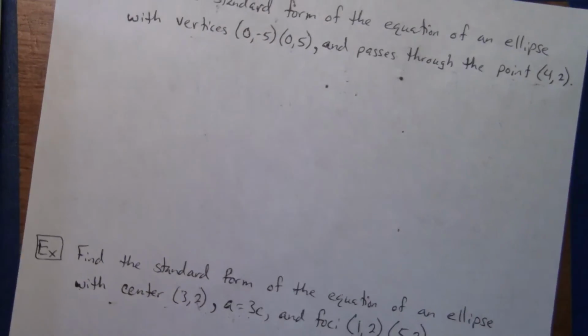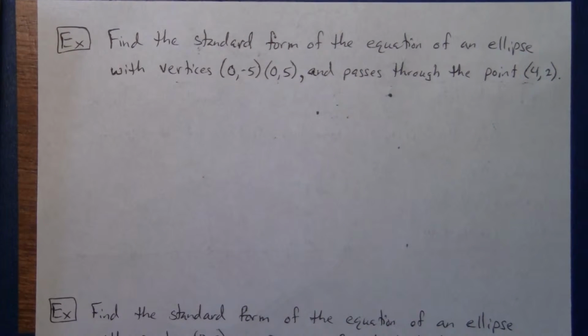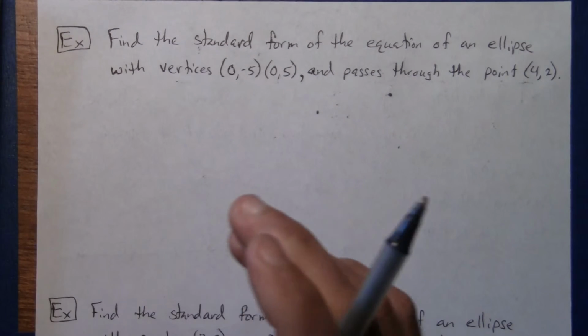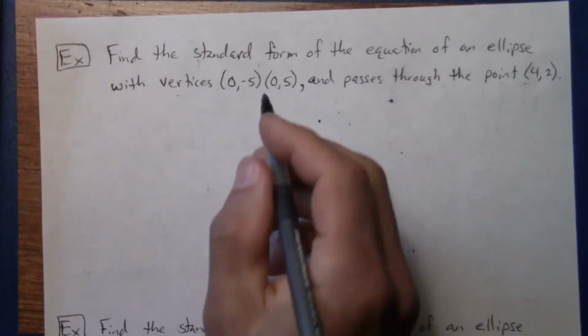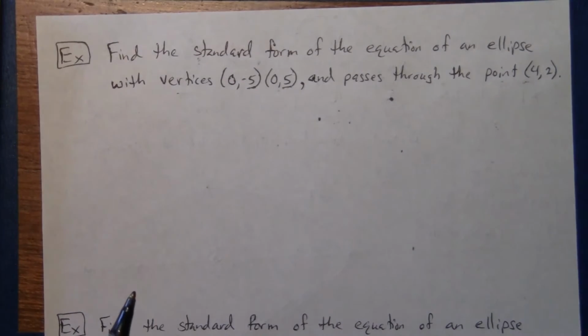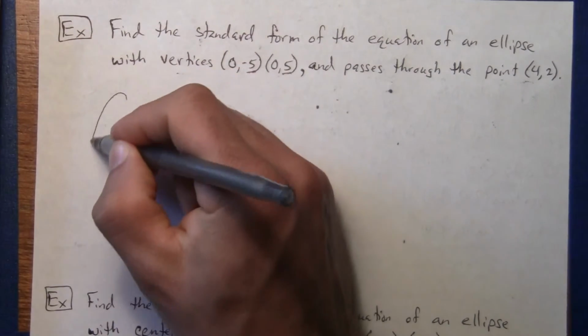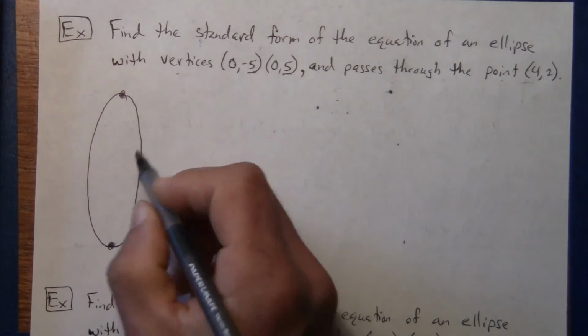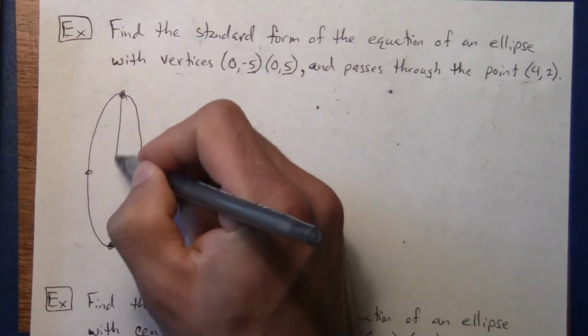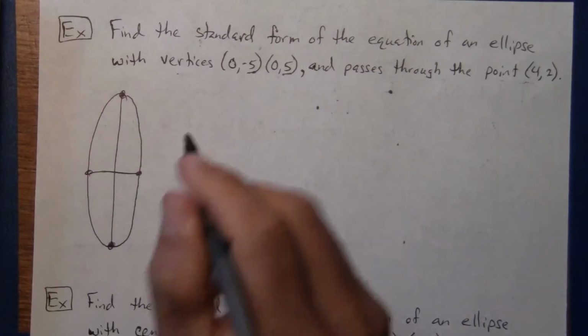Alright, problem number 3 is asking us to find the standard equation of an ellipse with, and then they give us some information. The information that we get on this one is that the vertices are (0, negative 5) and (0, positive 5), and then it goes through the point (4, 2). So I kind of have to remember in my head what this thing looks like. Since the vertices, notice the y value is changing, that means that it's longer up and down, because the vertices are always on the major axis, we call them. So I know my graph looks something like that.